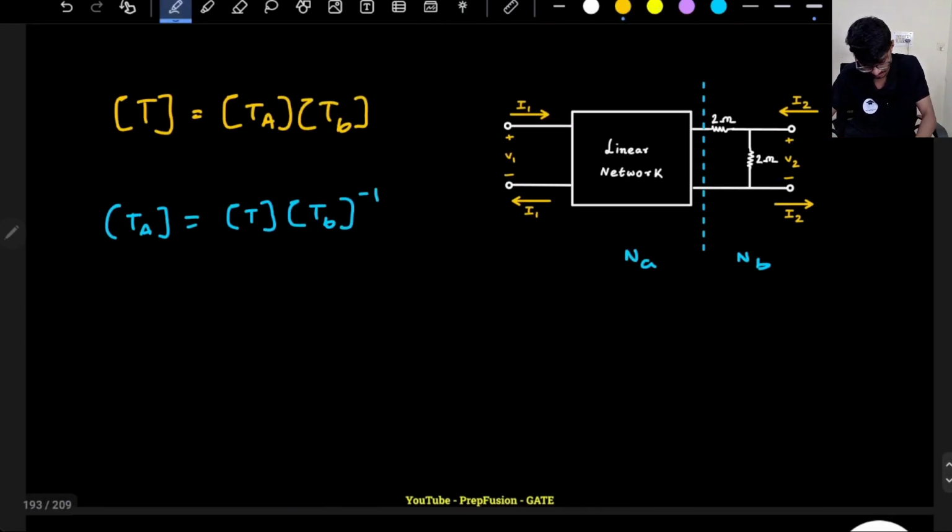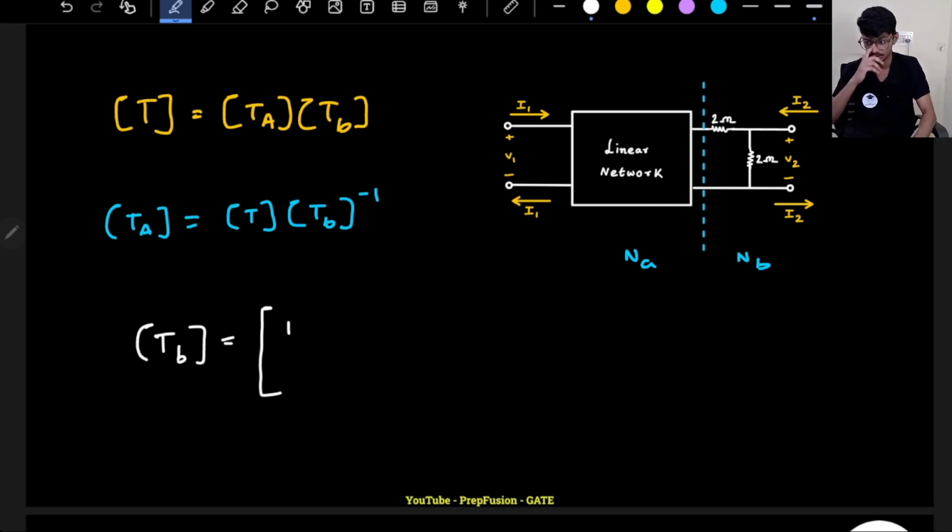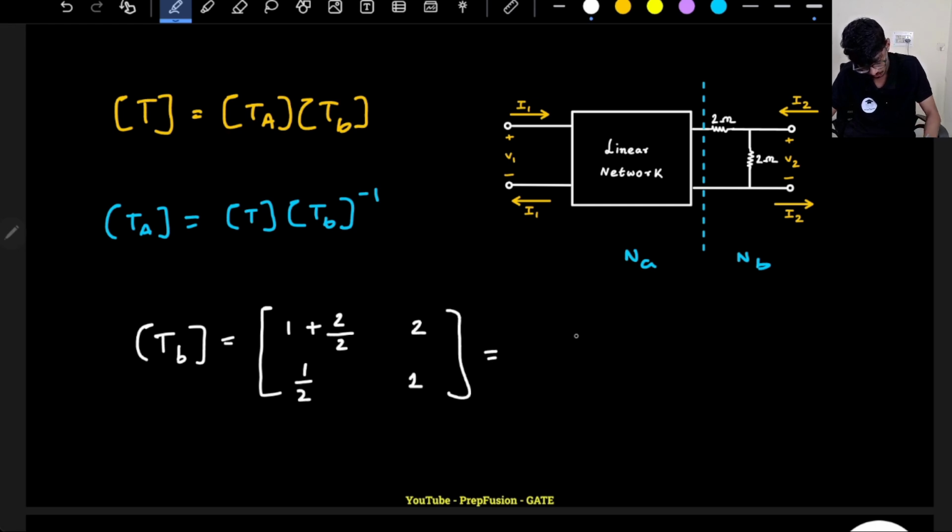So what is TB? TB is very, very simple, right? Of course you can solve it, that is up to you, but we already remember the formula. This will be helpful in power systems as well, so I recommend you remember the formula. So this will be 1, Z1, 1 upon Z2, and 1, which gives 1, 2, 1/2, 1.